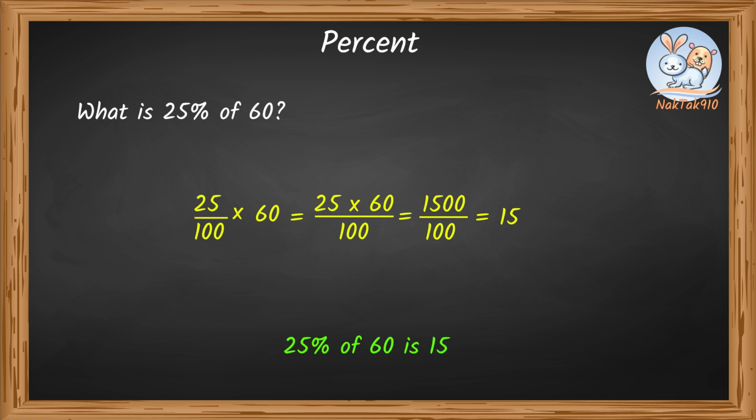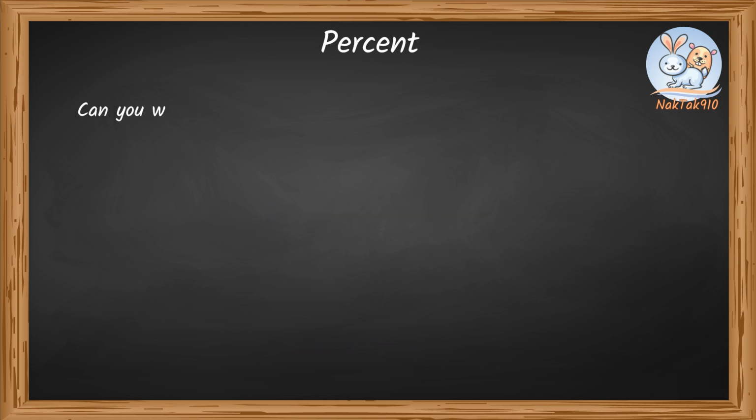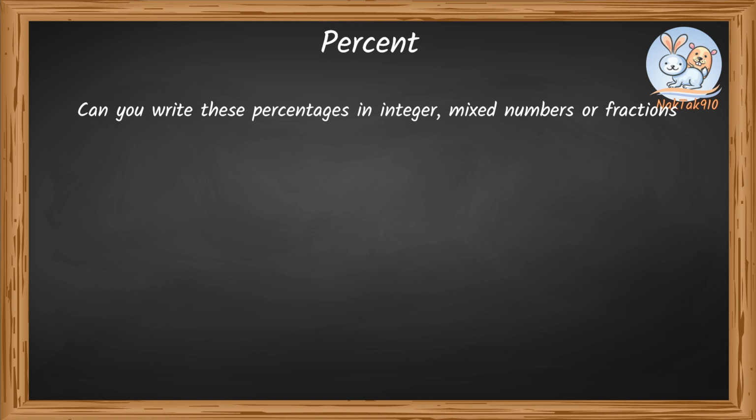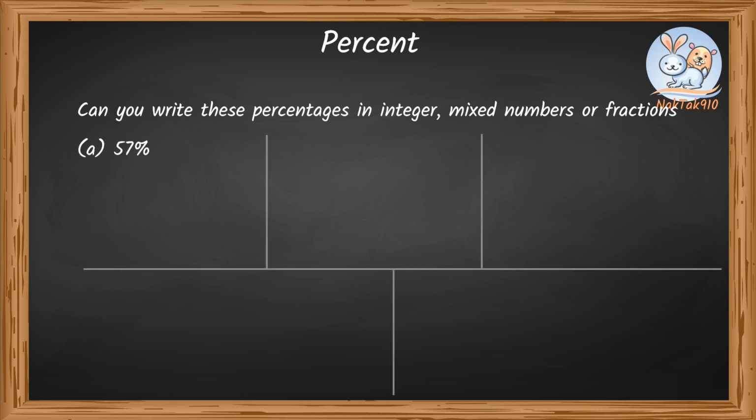That's correct. So now you know the meaning of percent. Let's see if you can solve a few questions. Can you write these percentages as integers, mixed fractions or numbers? First is 57%, then 40%, then 200%, then negative 135%, and finally negative 100%. Let me solve the first question.